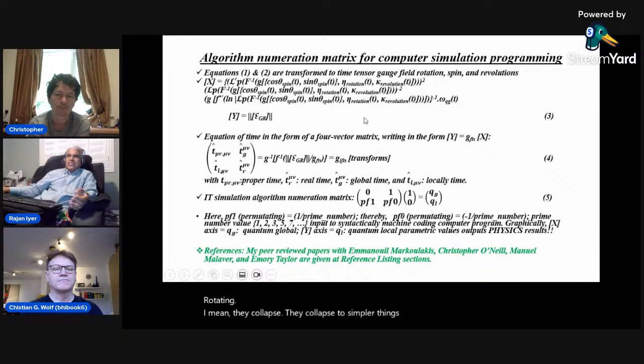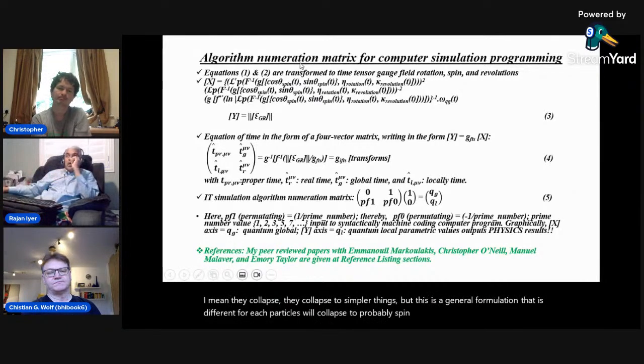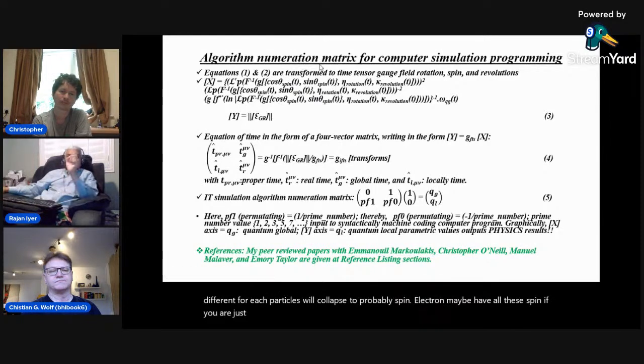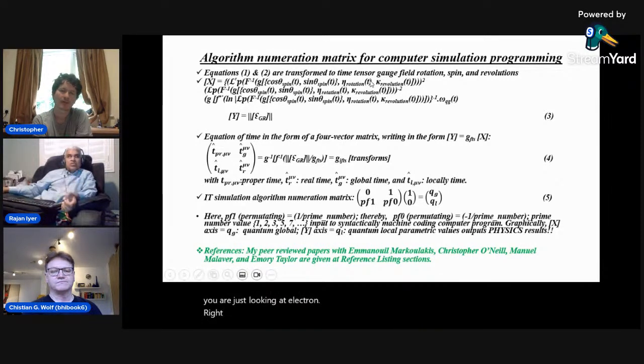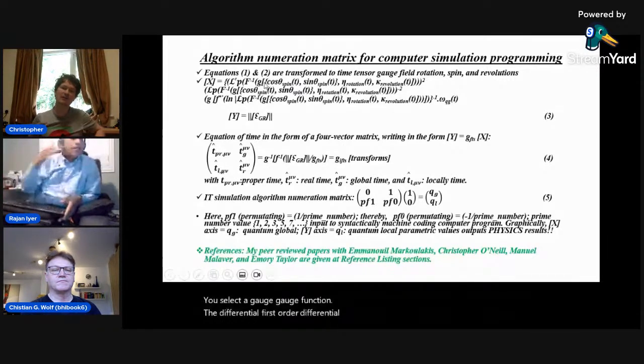They collapse to similar things, but this is a general formulation that is different for each. Particles will probably collapse to spin, and an electron may have only a spin if you are just looking at the electron. Right? And so you take the Fourier transform of that, and it's the inverse Fourier transform. And then what's G? G is like a gauge function. So the whole thing is a function, a first order differential, you can say.